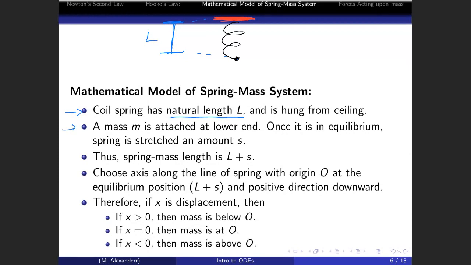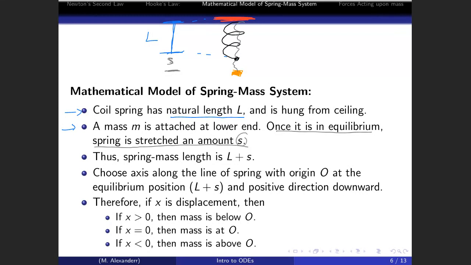Now, the second item says a mass M is attached at the lower end. That is my little gold block. When I put the gold block onto the black spring, it's going to stretch by an amount, and I'm going to denote that by my gray line. My gray is the spring that has been stretched so that it is now holding the gold block. Once it is in equilibrium, the spring is stretched by an amount S. This extra amount that the black spring is stretched to get the gray spring is S.